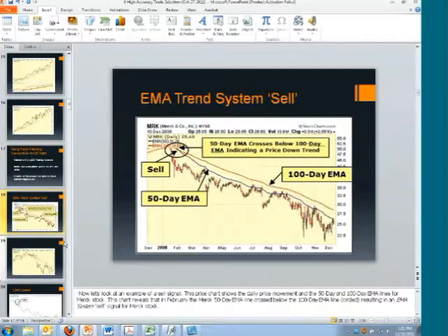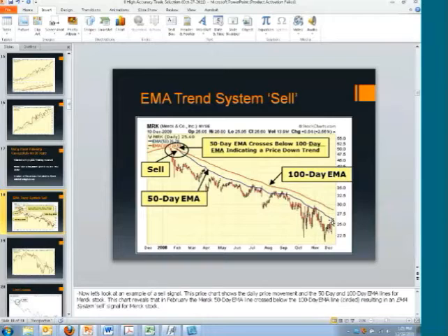Okay, here's an indication of a sell signal for the 50 and 100-day EMA. This is for Merck, and in this time frame, 2008, the 50-day EMA crossed below the 100-day EMA right here. So when that occurred, Merck went on a sell signal, and we can see that the 50-day EMA remained below the 100-day EMA, so it remained on a sell signal.